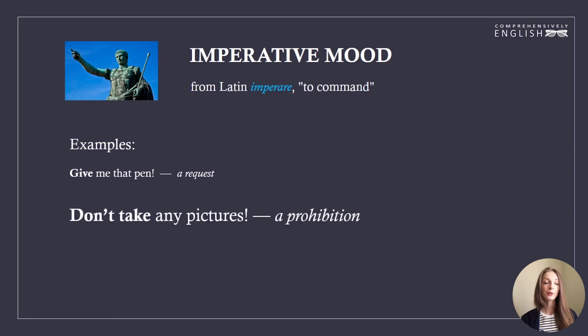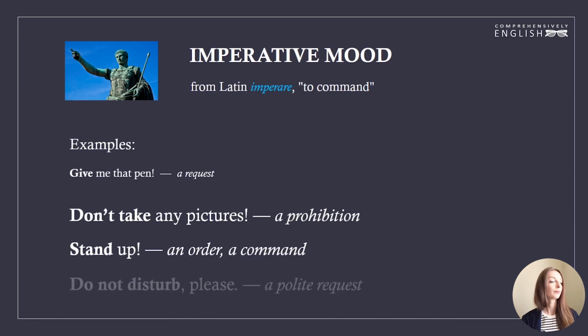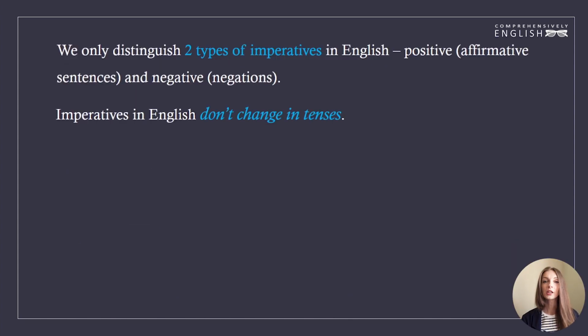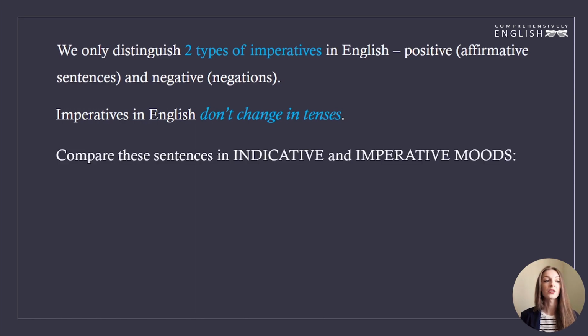Don't take any pictures. It's a prohibition. Stand up, an order or a command. Do not disturb, please, a polite request. We distinguish two types of imperatives in English, positive and negative. And imperatives in English don't change in tenses. Let's compare the sentences in indicative and imperative moods.